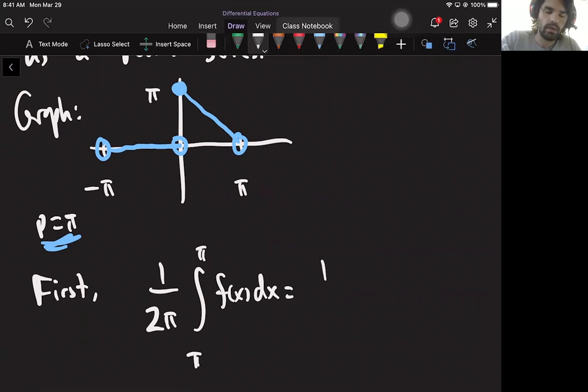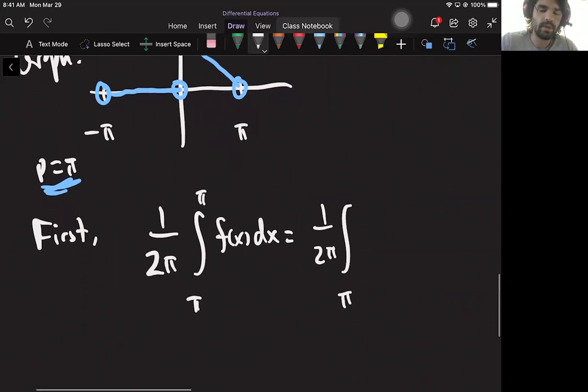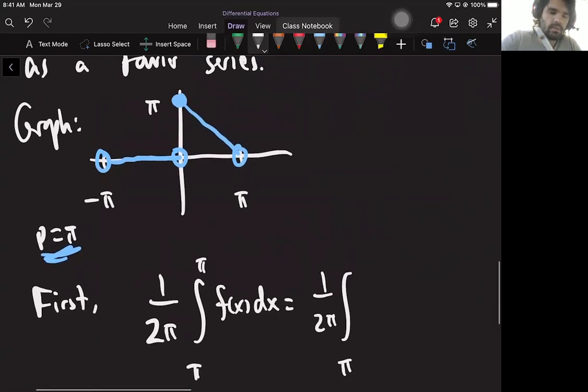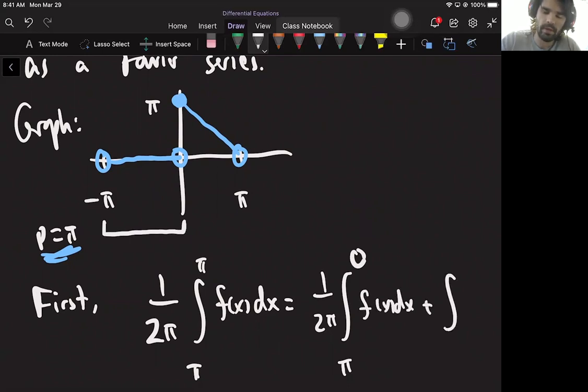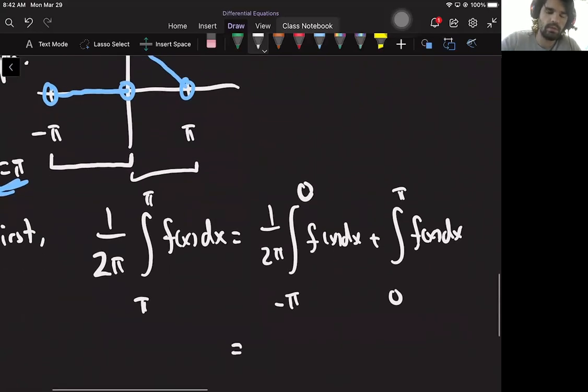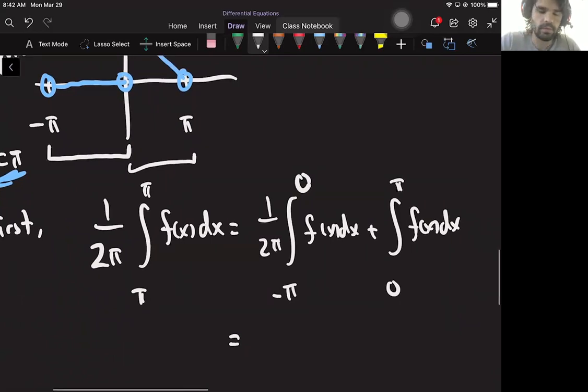So now what is my f of x? Well, my f of x is a piecewise function. So what I have to do is integrate each piece separately in order to handle it. So I'm going to integrate from negative pi to 0, and remember, we can break up integrals like this. And then I'm going to integrate from 0 to pi, the next piece. The reason for doing that is that we get two different functions in these positions.